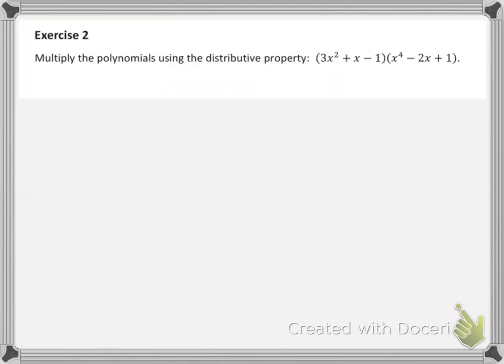All right, the first thing we're going to do is multiply polynomials. And when we multiply polynomials, it is just a use of the distributive property. So I'm going to take this first term in my trinomial, 3x squared, and I'm going to multiply that by every term in my other trinomial and see what we get.